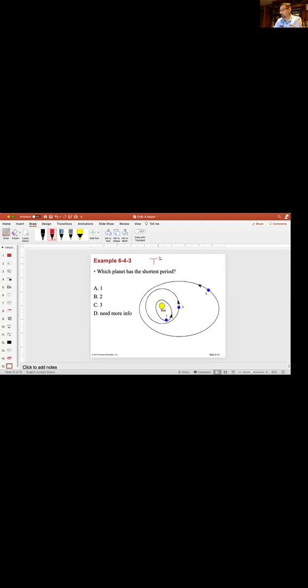The period squared is proportional, that's what that symbol that looks like a fish means, to the radius, or as Kepler said, the semi-major axis, cubed. Oops, that's supposed to be a 3, cubed, okay? And how did that come about? What is the constant that relates those two?